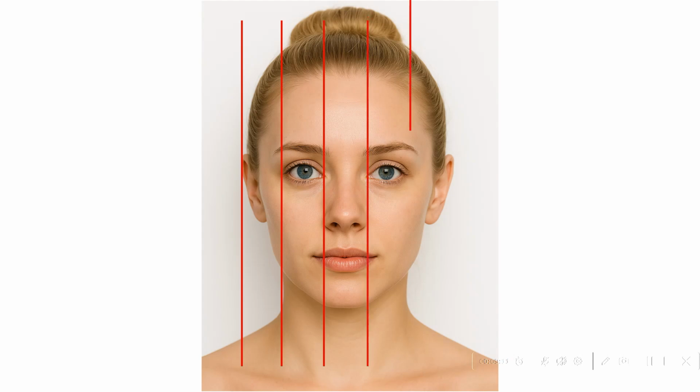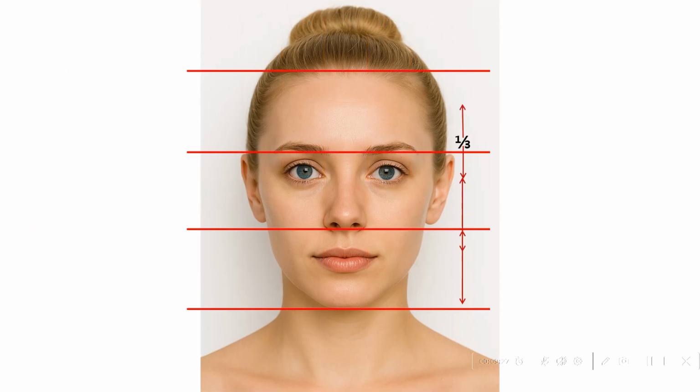Vertical fifths are divided using vertical parallel lines, with each fifth equal to the width of an eye. The width of the nose should equal a vertical fifth. The face can be divided in thirds by horizontal lines drawn parallel to this line at the trichion, glabella, subnasale, and menton. The upper third is from the trichion to the glabella, the middle third from the glabella to the subnasale, and the lower third extends from the subnasale to the menton.